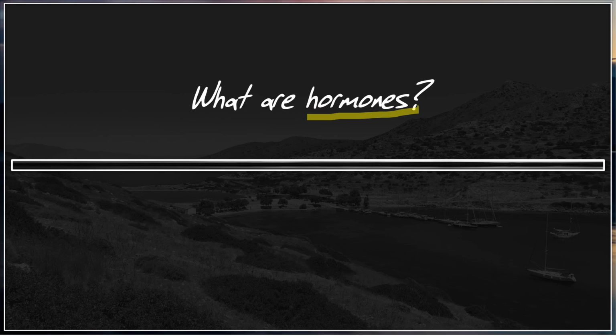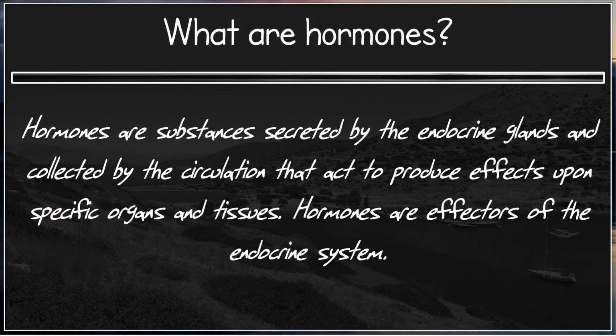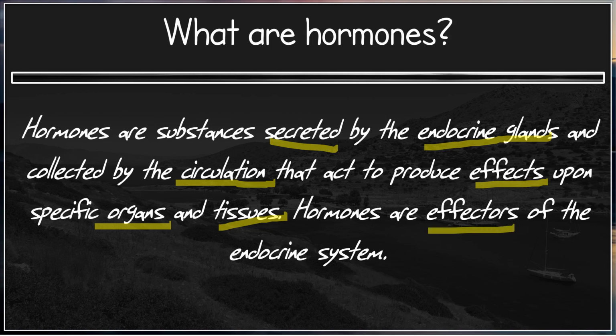What are hormones? Hormones are substances secreted by the endocrine glands and collected by the circulation that act to produce effects upon specific organs and tissues. Hormones are effectors of the endocrine system.